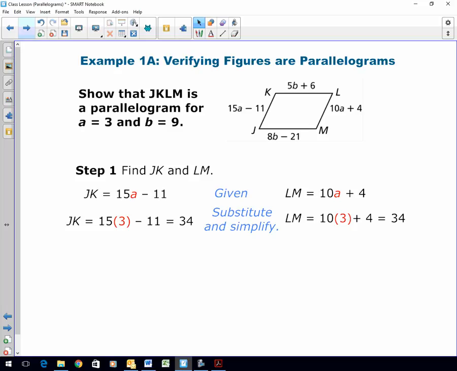Okay? If I plug in 3 for A and 9 for B, let's see what happens. If I plug in 3 for A, 15 times 3 minus 11 would have to be equal to 10 times 3 plus 4. 15 times 3 minus 11 is 34. 10 times 3 plus 4 is 34. What does that mean? It means that KJ is congruent to LM, both 34. Okay? Is that enough? No, because what?